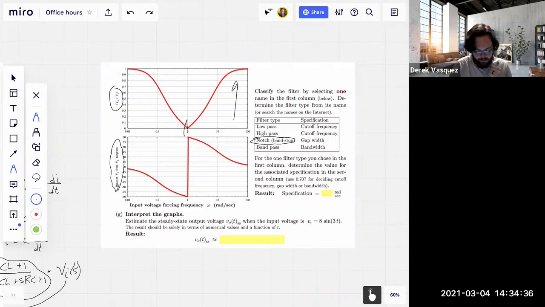Okay, so the gap width. The filter type, we have a notch filter. And so the question is, what is the gap width of this filter?